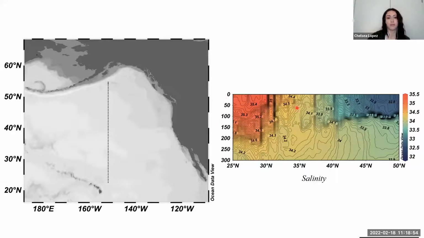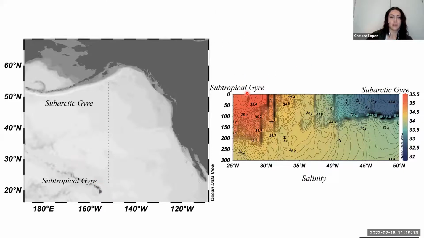Okay, so I'm gonna point out how the salinity profile matches up with the locations in this transect. So first you have the subarctic gyre, right? And then that is over here on this profile. And then your subtropical gyre is over here. And I apologize for all the animations, but I want to make sure that you can understand the sections well and see where I'm going because there's a lot going on.